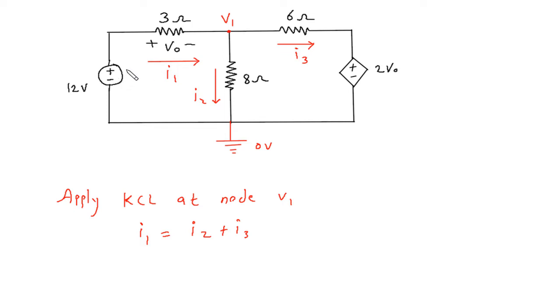I1 is (12 minus V1) by 3, which is equal to I2. I2 is (V1 minus 0) by 8, plus I3. I3 is (V1 minus 2VO) by 6.